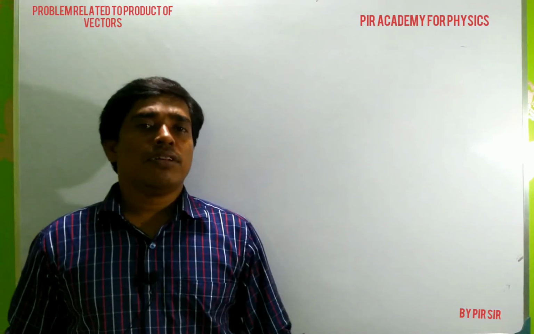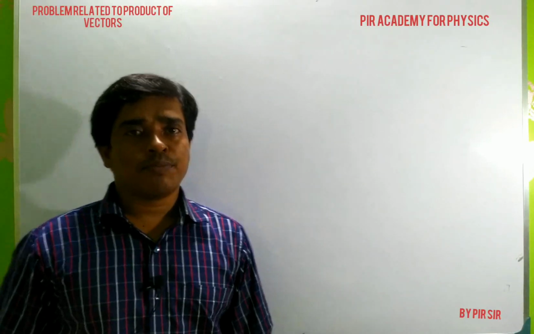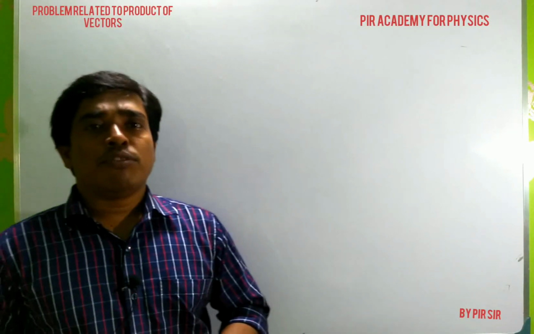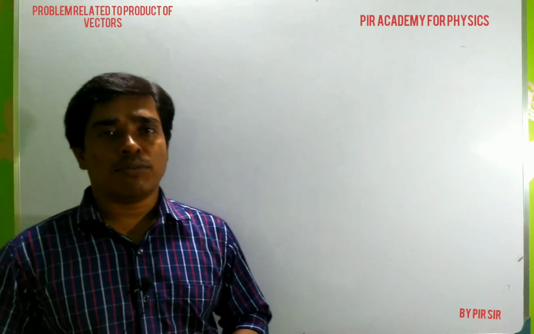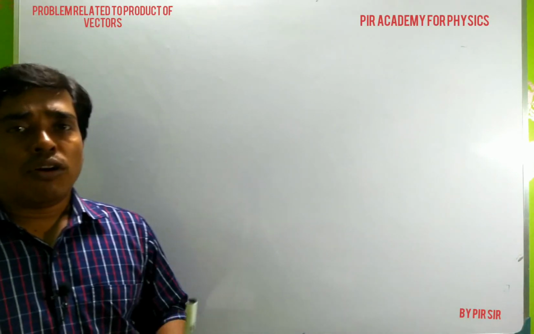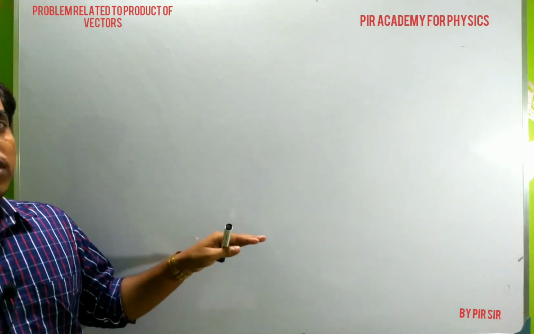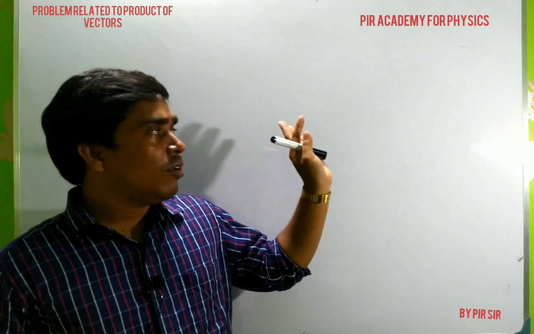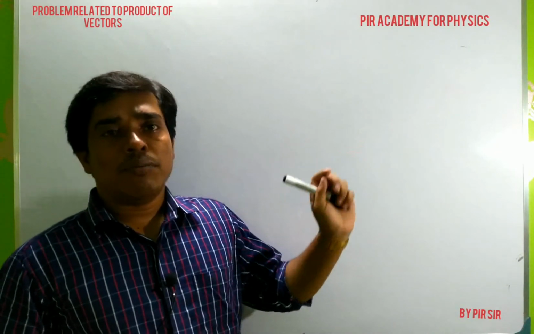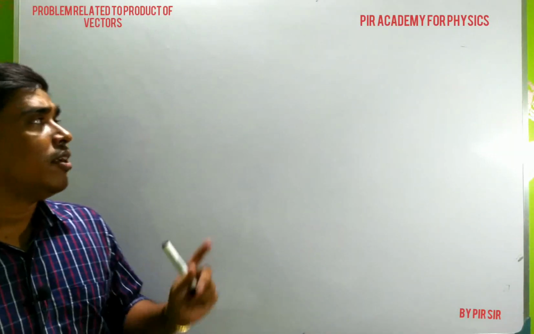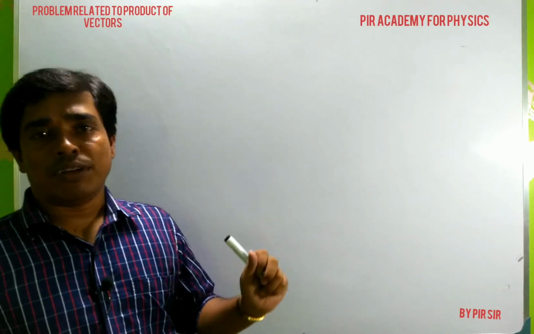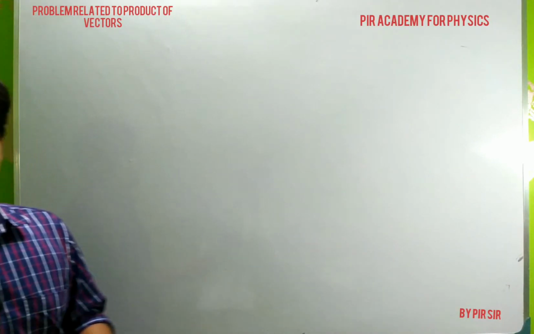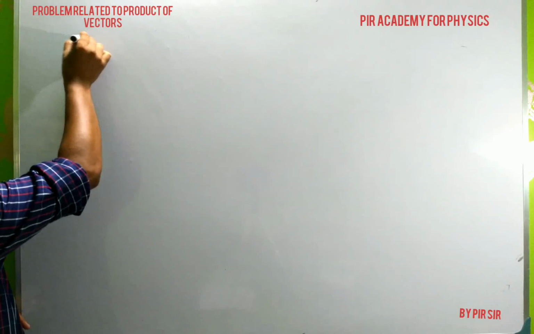Hello students, today we will discuss the product of two vectors. There are two types of product of vectors: one is scalar product and one is vector product. All of you know the theory related to the product of two vectors, but here we will describe the problems related to the product of two vectors, type by type. Now, type 1.